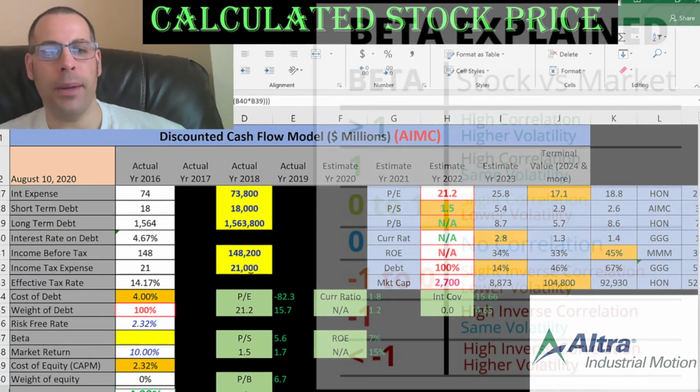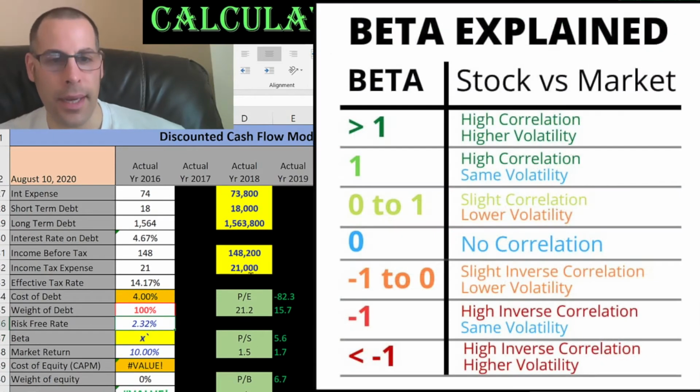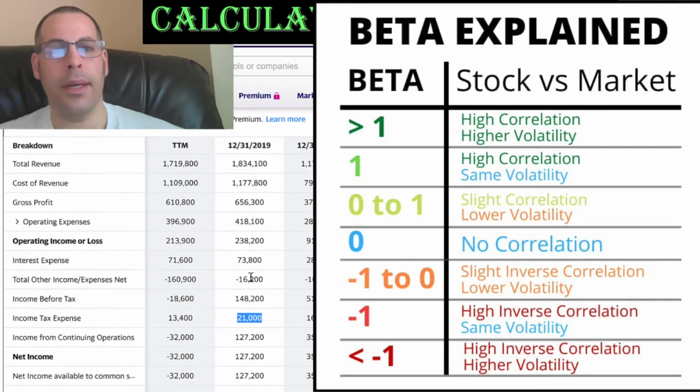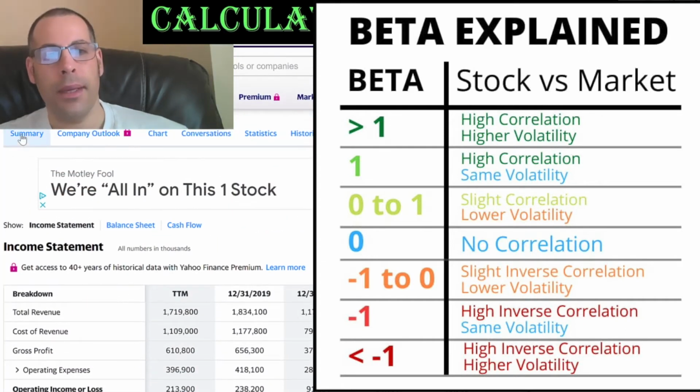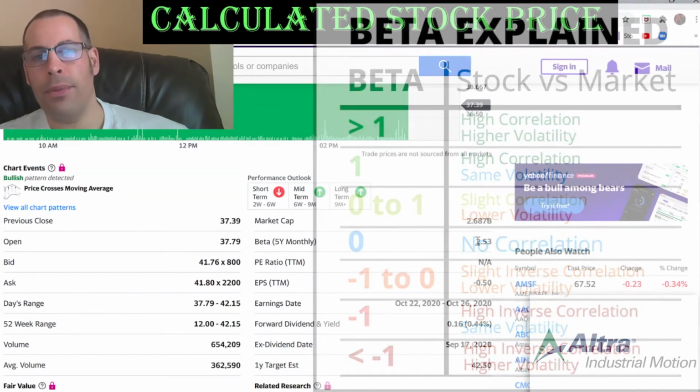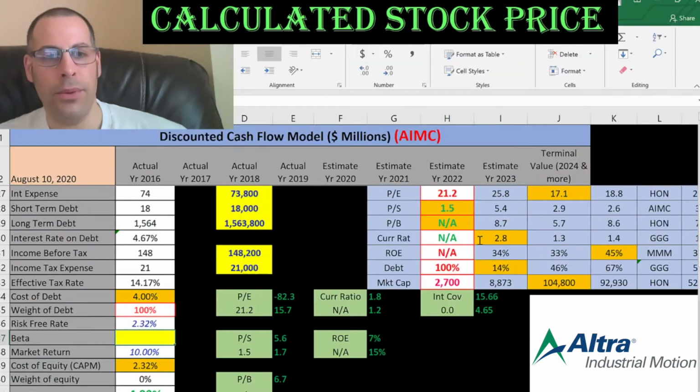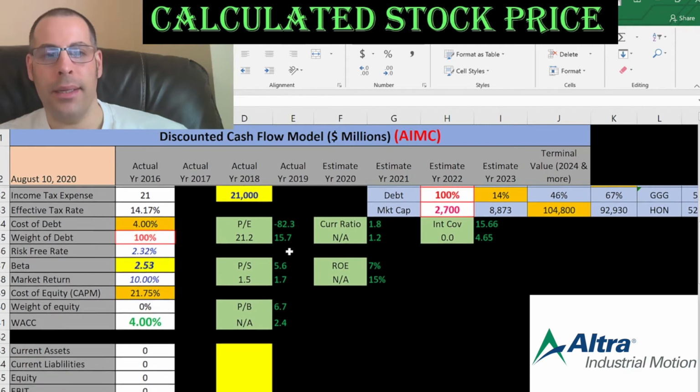To get the cost of equity, we need the beta. That's how volatile the stock is relative to the market. Let's see what the beta is. It's 2.53, so it's a pretty volatile stock. It moves 2.5 times the market. That means it tends to be more risky.